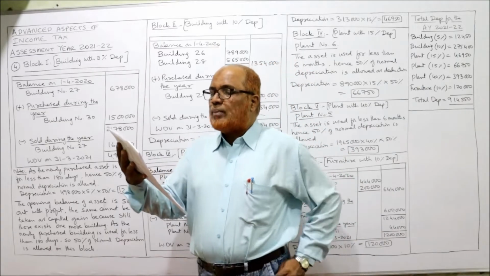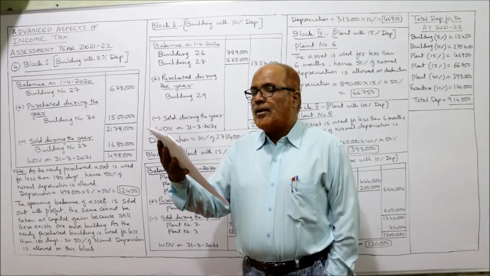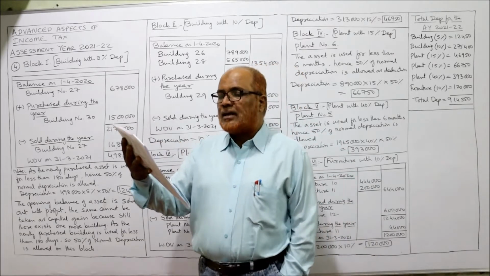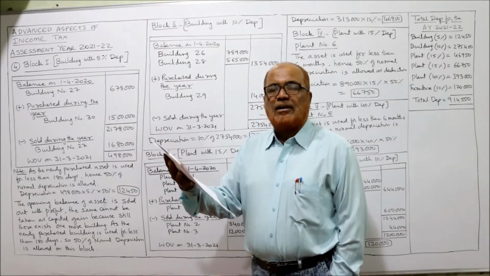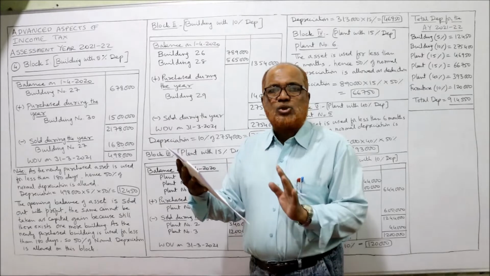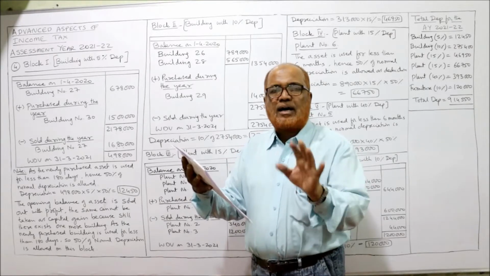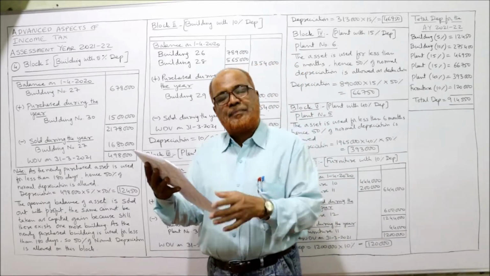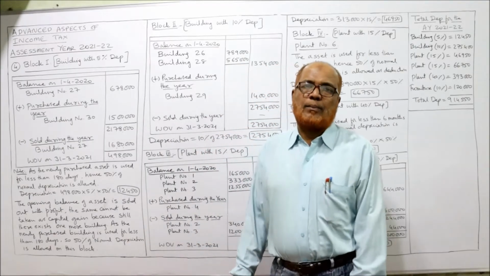Now the assets sold by Mr. Srinivas Rao during the previous year are as under. What are the assets sold? Building number 27 sold. Plant 2 sold. Plant 3 sold. Furniture 11 sold. Now date of sale. During the current year it is sold. We are not concerned with number of days, etc. During the current previous year it is sold. Sale price is given. That's it. This is the complete explanation of the problem.